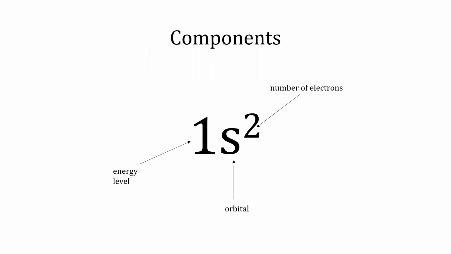The large one indicates energy in terms of size and amount of energy that the orbital has. The S indicates the orbital as to what shape the electron will be confined in. The superscript 2 indicates the number of electrons in the orbital.